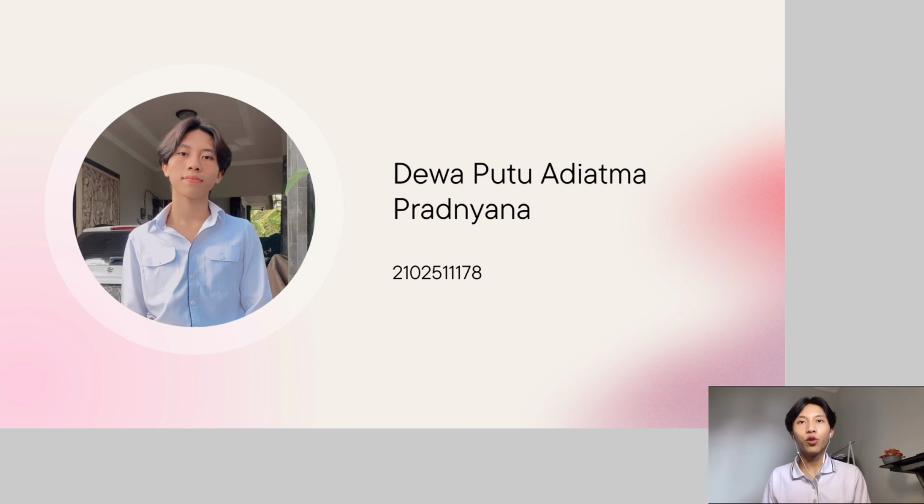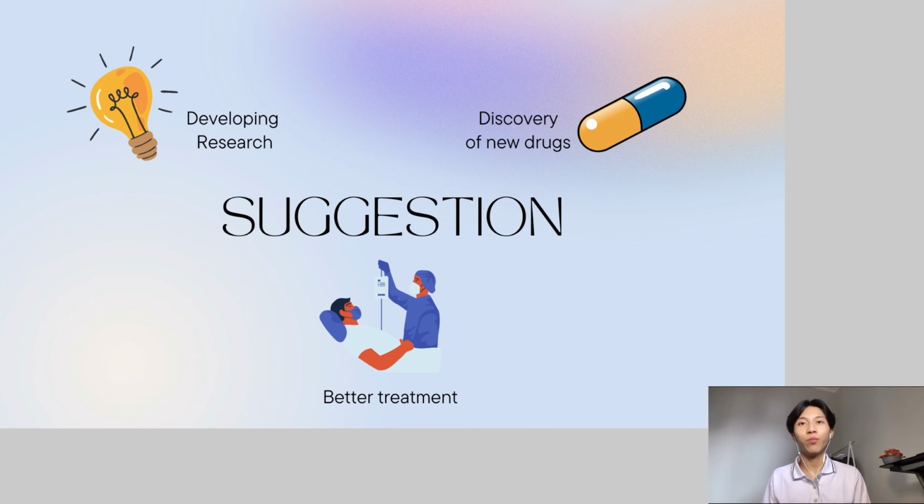Hello, my name is Deoputu Adeno Pratnyana and we'll continue with the suggestions. There are 3 suggestions in this student project. The first one is that research and findings on Fasciola hepatica are still developing worldwide. The second one is that more research, in-depth analysis, and the discovery of new drugs on how to prevent this parasite and how to face it when it comes to infections are needed. And the last one is that resistance of Fasciola hepatica is also important to be faced so we can reach a better treatment in the future.